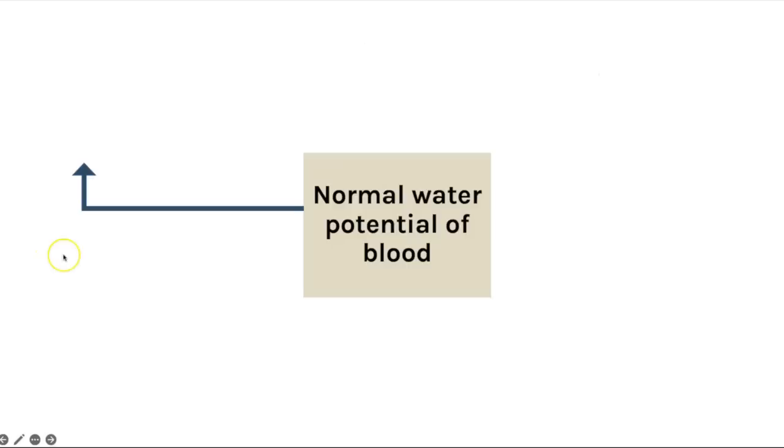So if we have a look then at this overall view of the homeostasis, negative feedback, we've got our normal water potential of the blood. Now the water potential of the blood could increase, so maybe you've drunk a lot of water in a short space of time.